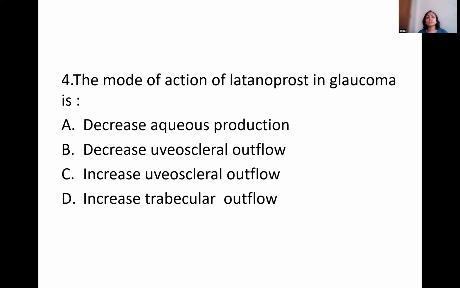Fourth question: the mode of action of latanoprost in glaucoma is, A, decrease aqueous production, B, decrease uveoscleral outflow, C, increase uveoscleral outflow, D, increase trabecular outflow. So which one of these is correct? It will increase uveoscleral outflow. So that's all about today's class.